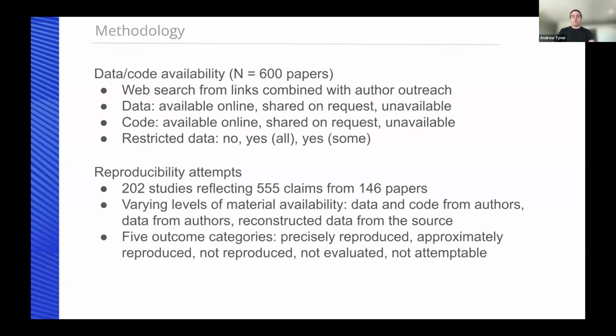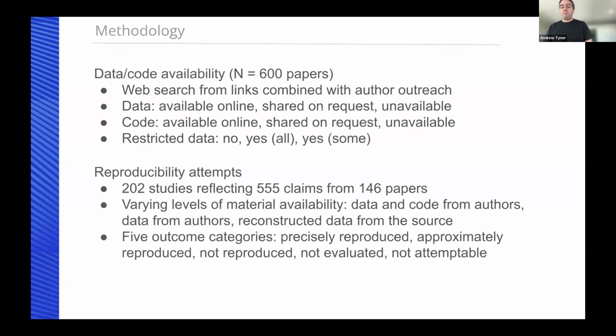This kind of results in two key measures of data and code availability, which are, is it available online, is it shared on request, or is it not available? We added a further nuance in the data to ask whether the data was restricted, either in all or in part, which, as we'll see, is more common in some fields than others. And this could take three categories. It wasn't restricted, all of it was, some of it was. So that was the material availability portion of it.